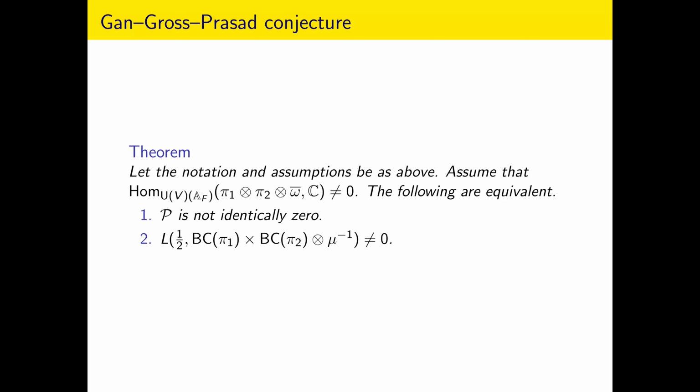You could also formulate this as the non-vanishing of the Hom space together with the non-vanishing of the L function being equivalent to the non-vanishing of the period. That's a different and equivalent way to formulate it, but I prefer this one because it seems shorter. So that's the main theorem, and this confirms the Gan-Gross-Prasad conjecture in this case.